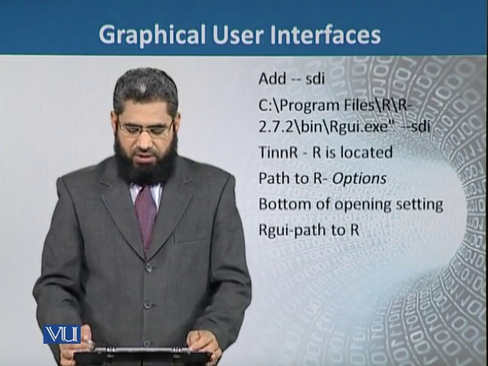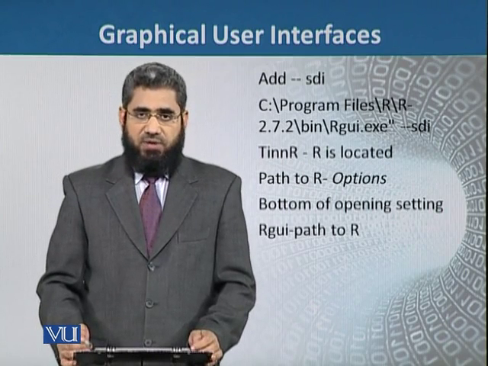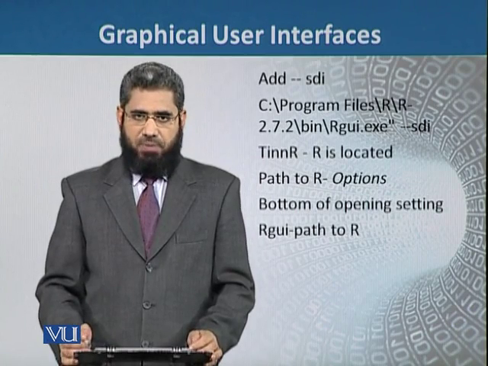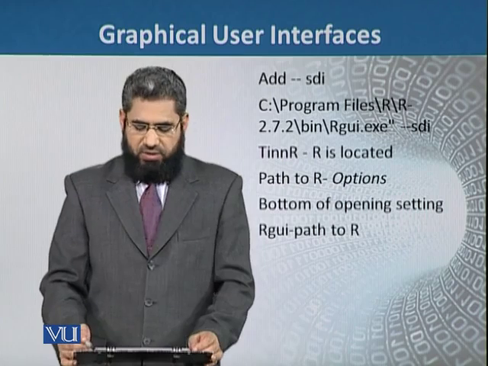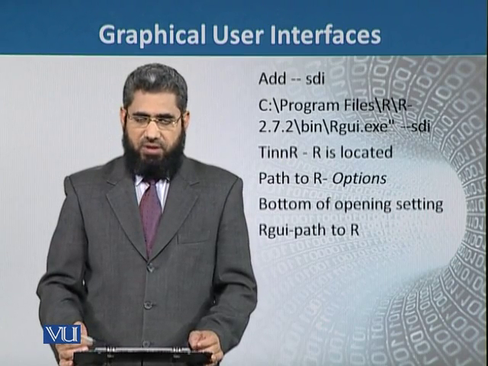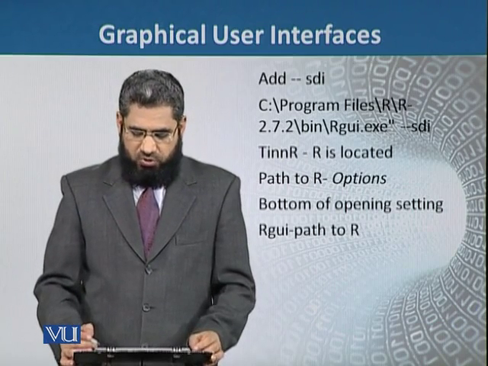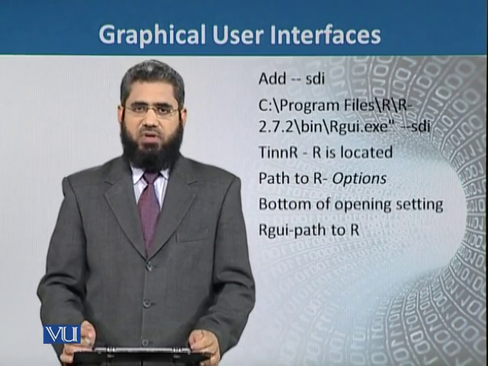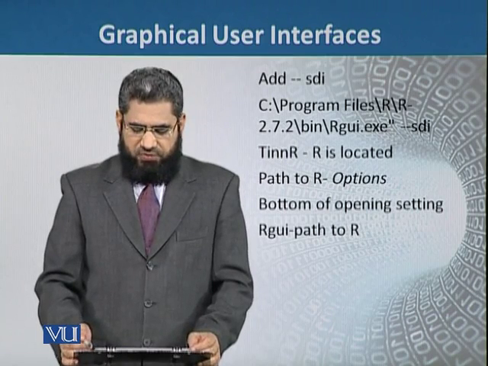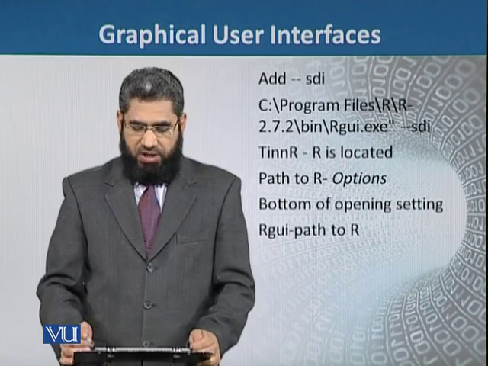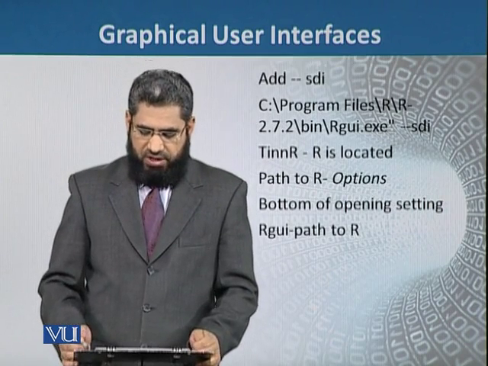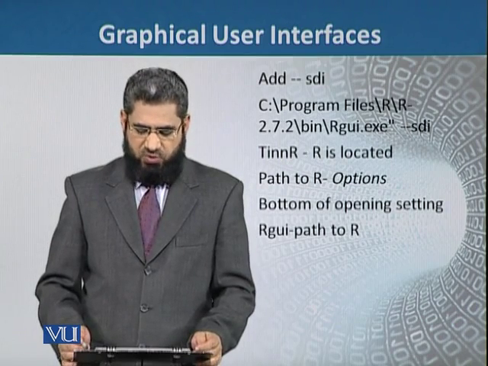After adding the SDI, the second step is that Tinn-R must know where the R package is located in the computer. For this purpose, we have to give the path of the R program to Tinn-R, and we have to use the options. In the options we have to go to the properties, and we have to show Tinn-R where the R package is located on the computer. In the interface that appears, at the bottom we have to write the path of the R package that is present on the computer, and that is called the RGui. GUI means graphic user interface.